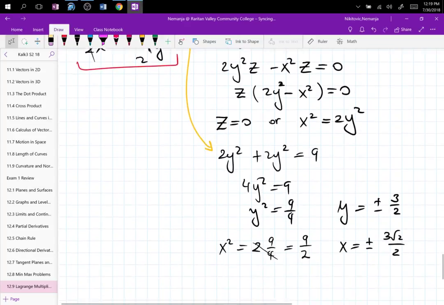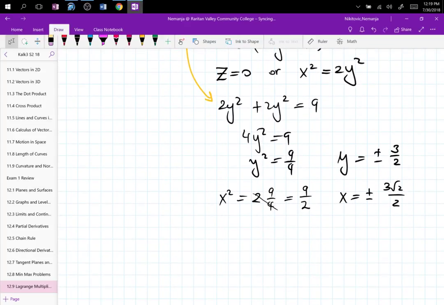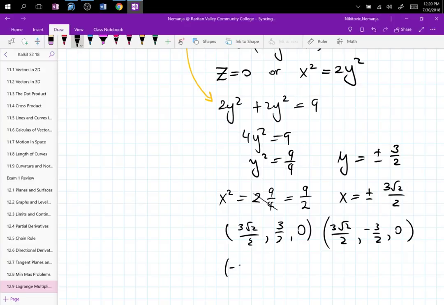Then we have to do the blue one. So this most likely will have 8 points. So we have x is equal to 3 root 2 over 2, y is equal to 3/2, z is equal to 0. 3 root 2 over 2, negative 3/2, and 0. Negative 3 root 2 over 2, 3/2, 0, and negative 3 root 2 over 2, negative 3/2, and 0.